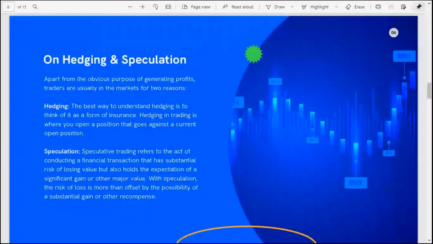Do we understand what speculative trading or speculation is now? Do we understand what it means now? I'd like to get a lot of response.